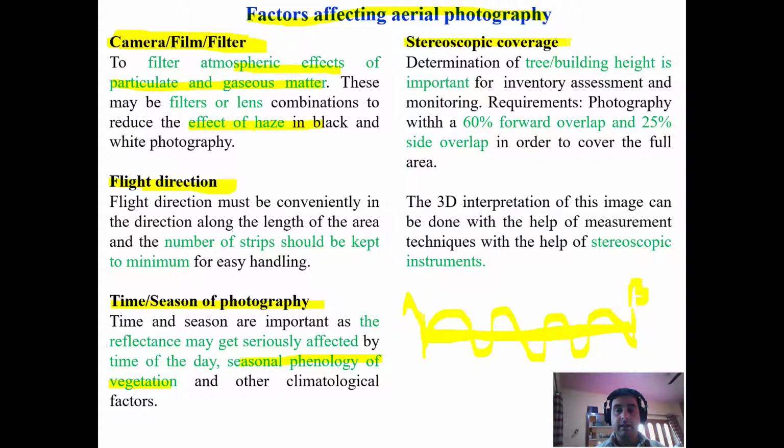The final point that affects aerial photography is the stereoscopic coverage. Now, the stereoscopic coverage is attained by forward overlap and side overlap, and it is an important criterion to determine tree or building height, which is required. Tree height is required for various inventory assessment programs and for vegetation monitoring programs.